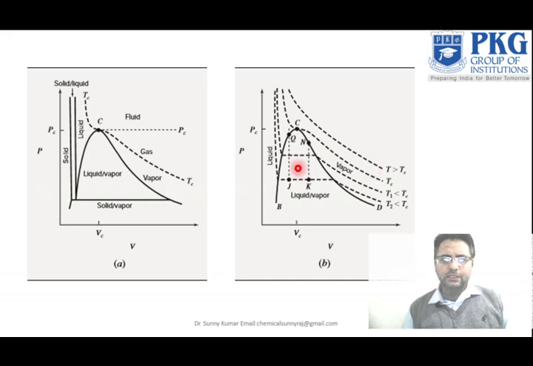We will say this is the two-phase region. So B to C is saturated liquid, and C to D is saturated vapor. When it comes from the top, this dotted line is supercooled liquid, then the two-phase region, and after that, supercooled vapor.